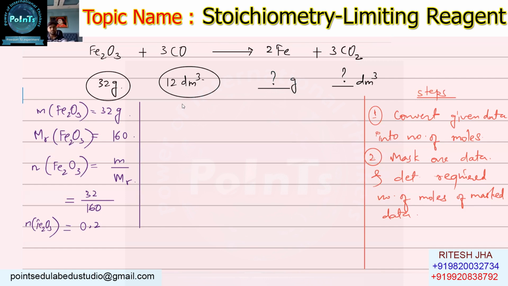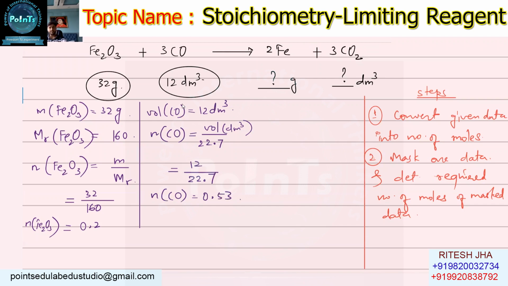Similarly, I'll determine the number of moles of carbon monoxide. We are given the volume of carbon monoxide, which is 12 dm cube, right? What is the formula for the number of moles? Volume provided upon total volume, which is 22.7. Yes, the volume should be in dm cube. So the volume is 12, and this is 22.7. Guys, can you tell me what should be the number of moles over here? So the number of moles of CO is 0.53. Right? All of you agree?